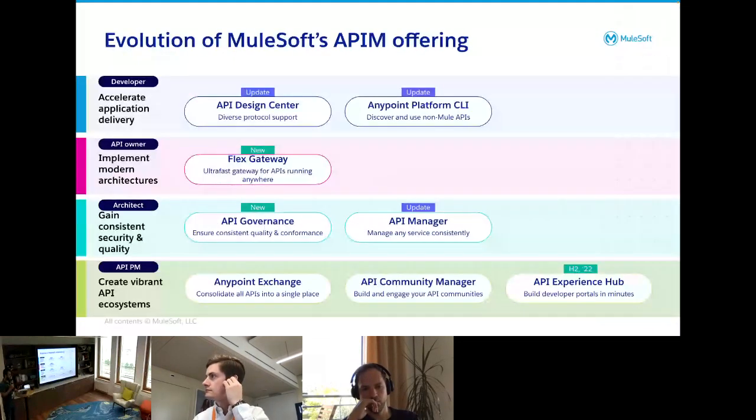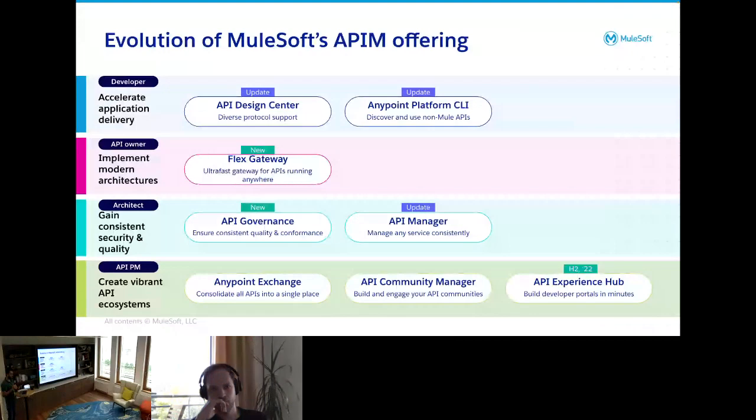So if we look at the offerings, these are the offerings under the whole MuleSoft universal API management umbrella. In terms of design and application delivery, there is API Design Center, which is an already existing product that has been updated with the universal API management offering. There is a new product, which is Anypoint Platform CLI. The Anypoint Platform CLI has now been updated with a new product called API Catalog CLI, which we'll be talking about in today's meetup. This CLI enables you not just to operate on Mule APIs, but also to catalog non-Mule APIs on a single platform. Then we have Flex Gateway, which is the ultra-fast gateway. We'll talk about it in a minute.